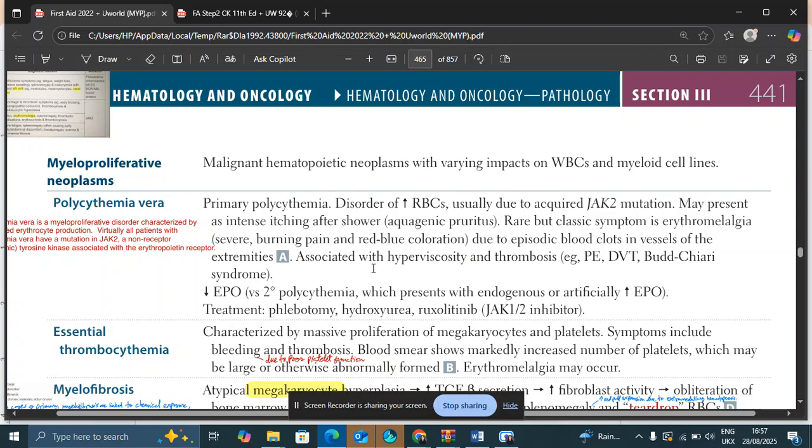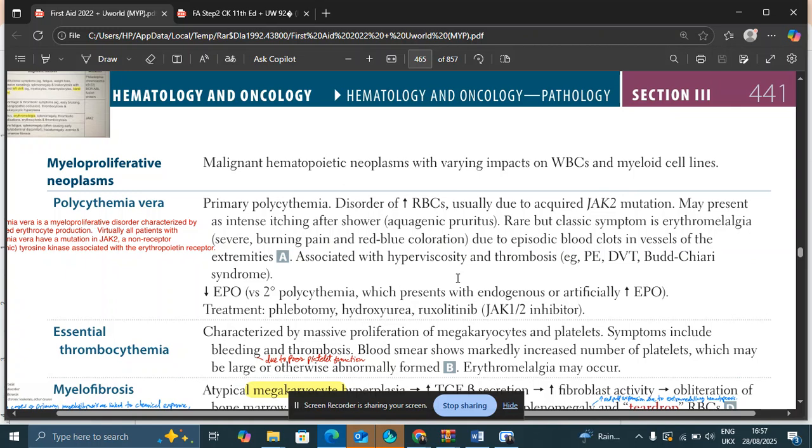So it is associated with hyperviscosity and thrombosis. Because of the hyperviscosity and thrombosis, it can lead to pulmonary embolism, recurrent DVTs, and Budd-Chiari syndrome. These are the findings we see in patients with polycythemia vera.